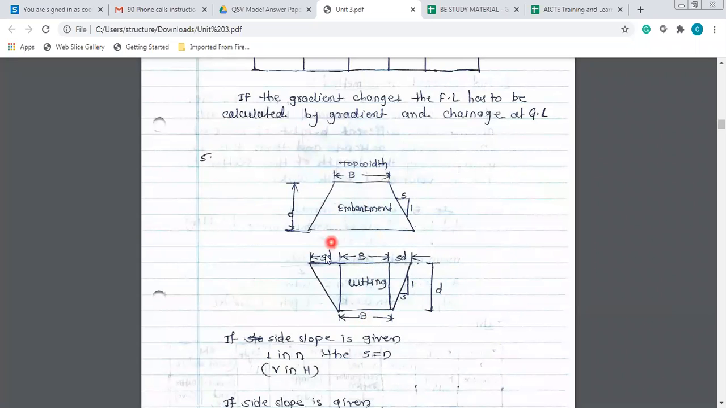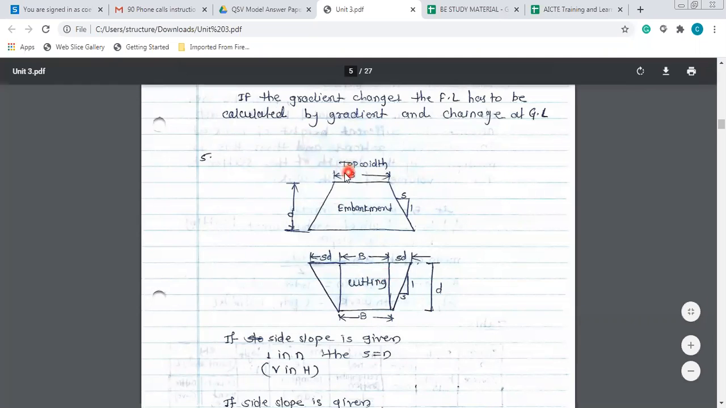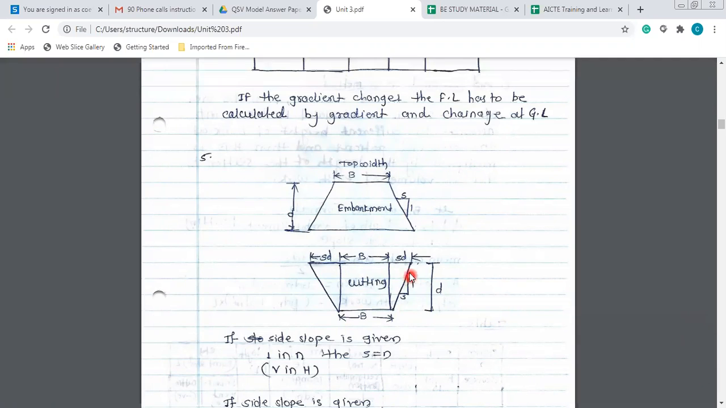Now you can imagine, how many embankment sections have you seen in your life, and how many cutting sections have you seen for the road? The first figure will give you an idea about the embankment section, and the second one is for the cutting section. For the embankment, top width is b, slope is s to 1, and total depth is d. For the cutting section, b is the width, with two triangular side portions, again slope is s to 1, or whatever it may be. SD is the horizontal distance.